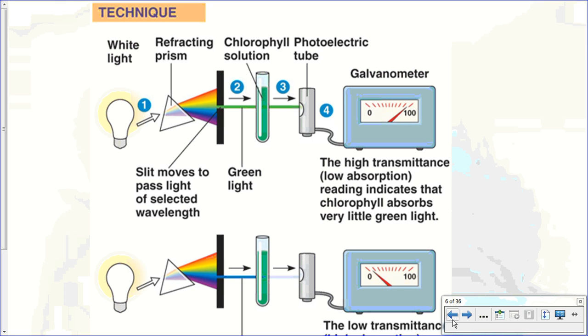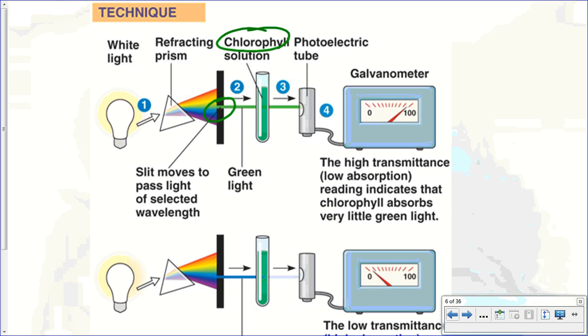If we take a look at this little bit of an experiment, it's showing us on the left-hand side that we have a source of white light that's producing all of the different colors of the visible spectrum. We have a prism that is splitting this white light into all of the different colors. In the top picture, there's a little slit, and this slit is allowing only green light to pass through. This light is then passing through a test tube that is filled with a chlorophyll solution, isolated from a plant.